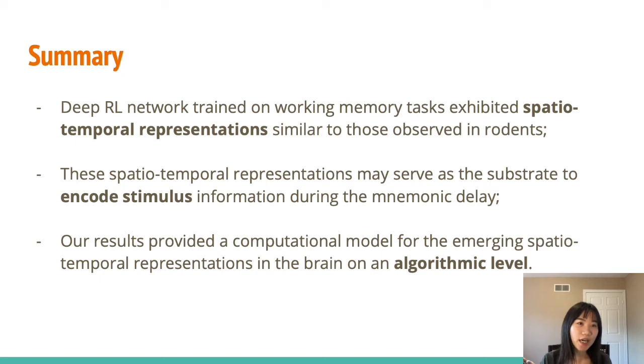To summarize, our deep reinforcement learning network trained on a working memory task exhibited spatial temporal representations similar to those observed in rodents. These representations may serve as a substrate to encode stimulus information during the mnemonic delay. Our results provided a computational model for the emerging spatial temporal representations in the brain on an algorithmic level.